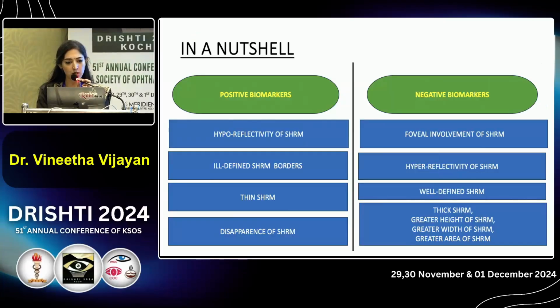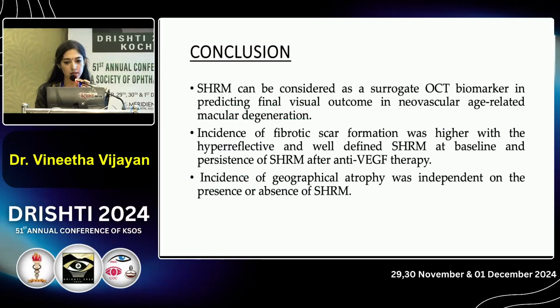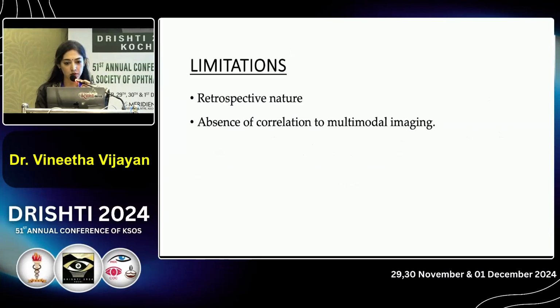So in a nutshell, the positive biomarkers of good visual acuity after the anti-VEGF therapy were hyporeflectivity of SHRM, ill-defined borders, thin SHRM, disappearance of SHRM. Negative were the foveal involvement, hyperreflectivity of SHRM, well-defined SHRM, thick SHRM, greater height, width and area. So SHRM is a surrogate OCT biomarker. Incidence of fibrotic scar formation was higher with hyperreflectivity, and incidence of geographic atrophy was independent of the presence or absence of SHRM. It's a retrospective study, and absence of correlation of multimodal imaging was one of our limitations.